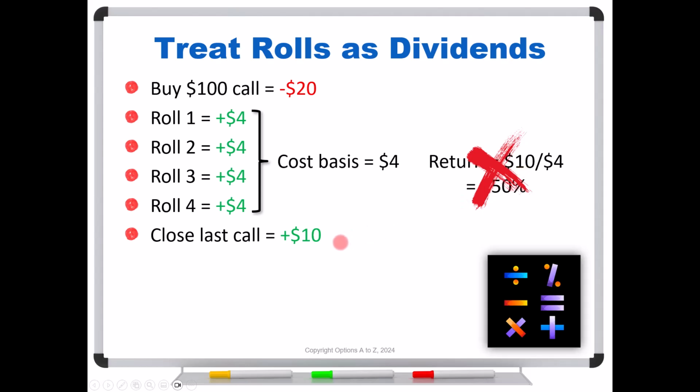What you want to do is to say you've collected 16 plus 10 is 26, and you initially spent 20. So it's 26 divided by 20, a 1.3 factor, or a 30% increase. Still a great return, but it's certainly not 150%. So always remember, one of the takeaways from this video is that rolling is about risk management. It's not about getting your cost basis down to zero so that your returns look far better than they really are.